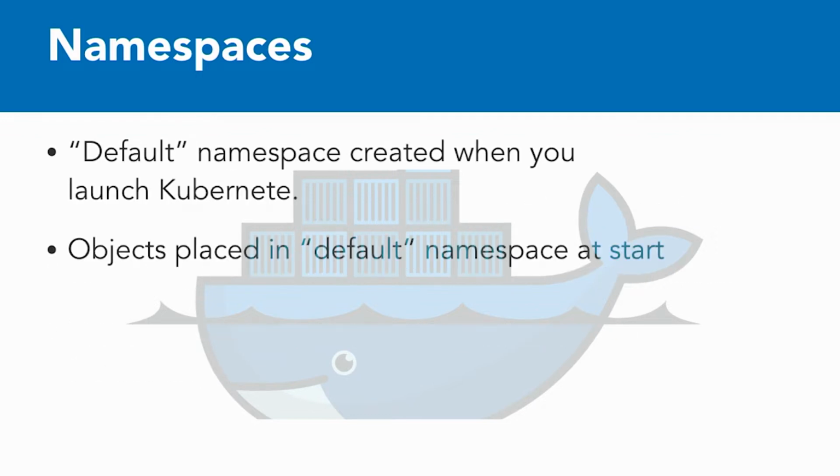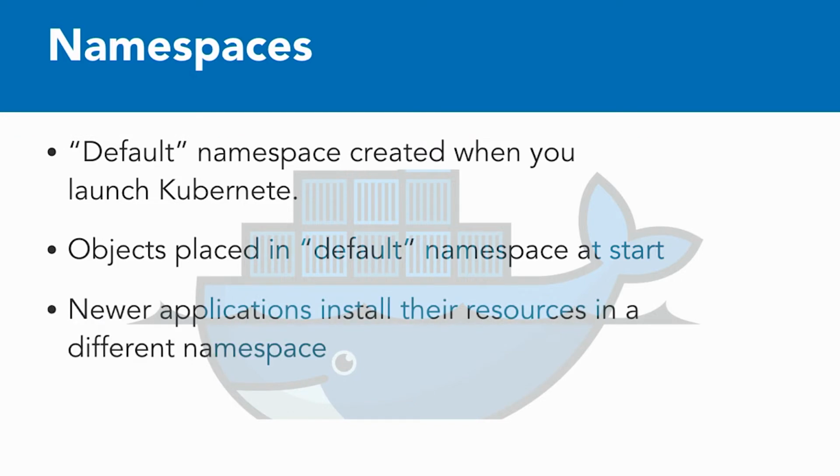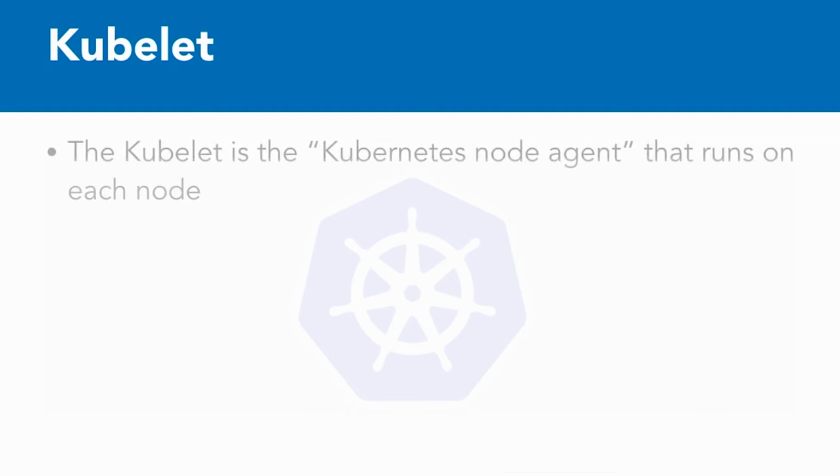When you launch Kubernetes, there is a default namespace where all our objects get placed, but you are allowed to create new namespaces as and when you wish. Also, you'll notice that when you install a newer application in Kubernetes, they'll typically install in a brand new namespace so that they don't interfere with your existing cluster and cause confusion.